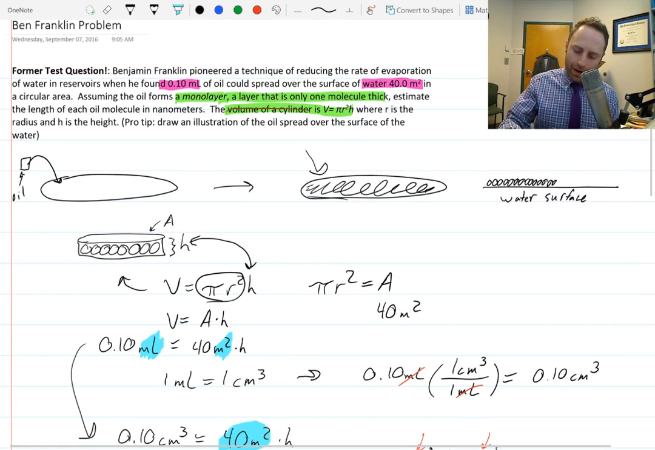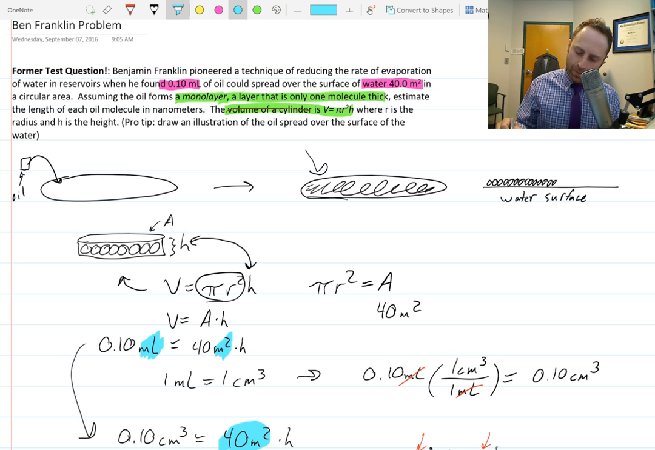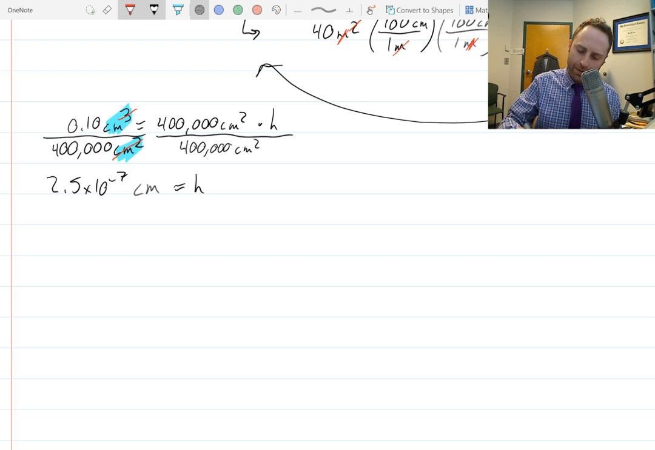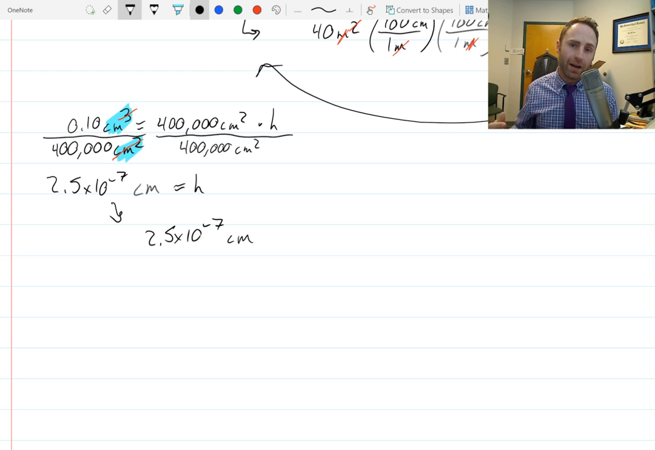I should check up here and I should see, oh, hey, the question is really asking for the height to be in nanometers. What's the length of the molecule in nanometers? Okay, so I need to convert this into nanometers. I always like to take the number that I've got, in this case, 2.5 times 10 to the negative 7 centimeters, and I like to convert that back to my base unit for whatever I'm measuring. So in this case, it's length, so the base unit would be meters.